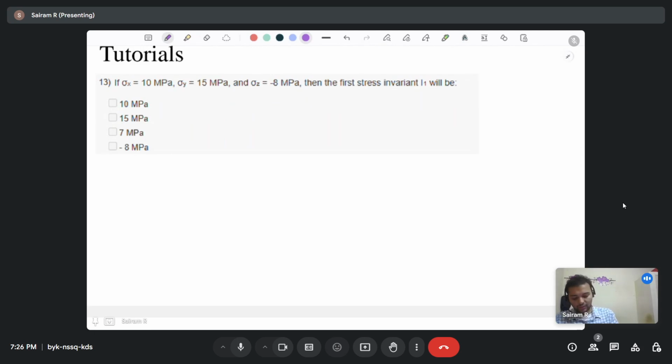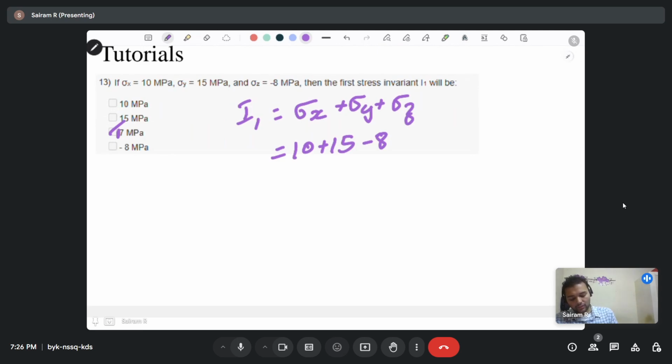We saw the answer to this question. The answer should have been 17 MPa in my opinion, and so this should be the correct one. I1 equals sigma x plus sigma y plus sigma z. So it should be 10 plus 15 minus 8. So it would be 25 minus 8, which should have been 17 MPa.